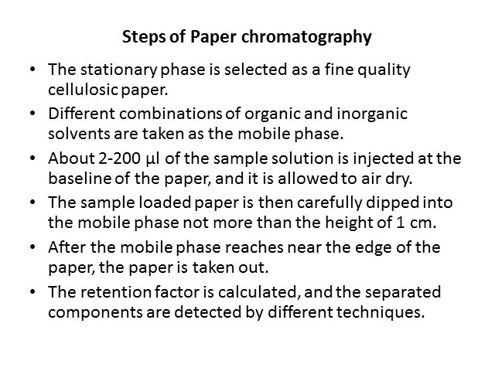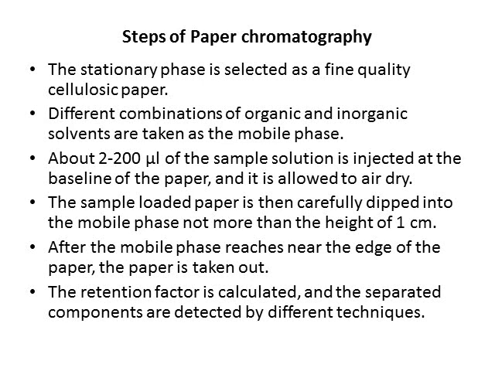Steps. The stationary phase is selected as a fine quality cellulose paper. Different combinations of organic and inorganic solvents are taken as a mobile phase. About 2 to 200 microliters of the sample solution is injected at the baseline of the paper and allowed to air dry. The sample-loaded paper is then carefully dipped into the mobile phase, not more than 1 centimeter in height. After the mobile phase reaches near the edge, the paper is taken out.